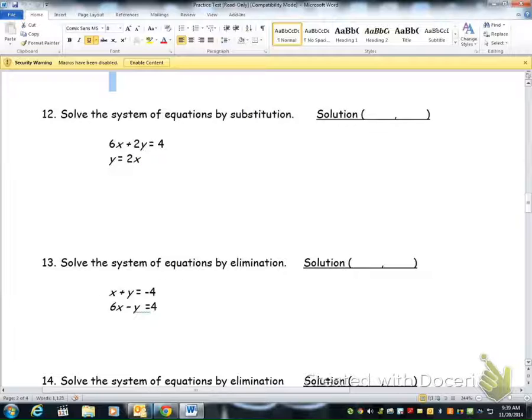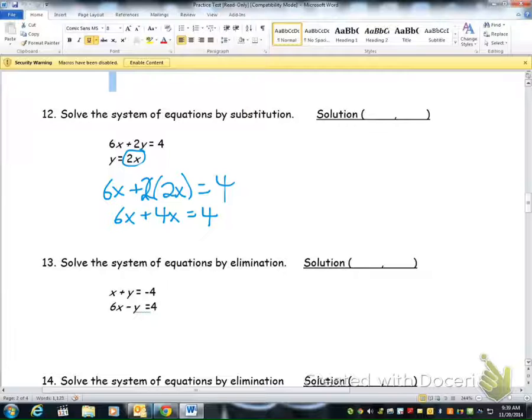Oops. I'm still on making lines. So I'm going to take that value, and I'm going to replace this y with 2x. All right, so 6x plus 2 times 2x should equal 4. And then you're going to do multiplication. You don't even have to do distributive property on this one because y didn't equal 2x minus something or plus something. So it's just going to be 2 times 2x, which is 4x equals 4.